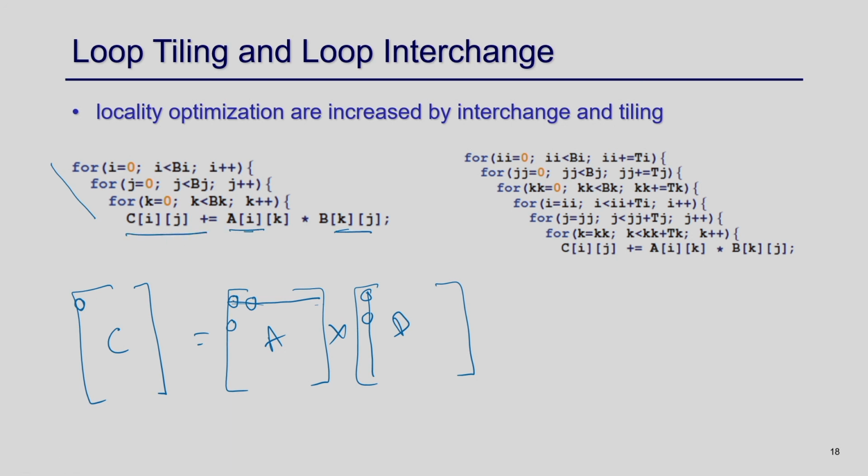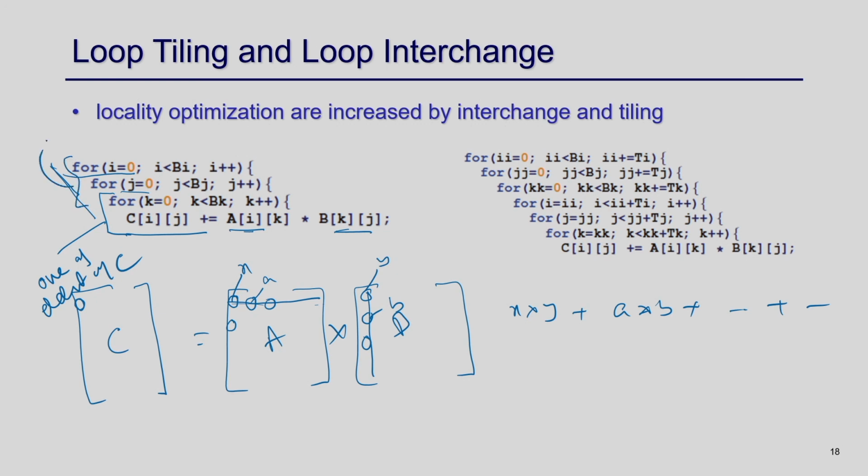Suppose this is x and this is y. You multiply x into y, then you multiply, say, a into b and store, then you take this element and this element, again multiply and add. This way you are going to get only this one element, and you have to do this for all rows and all columns. You can think of i as the row and j as the column, and this is calculating one element of C.